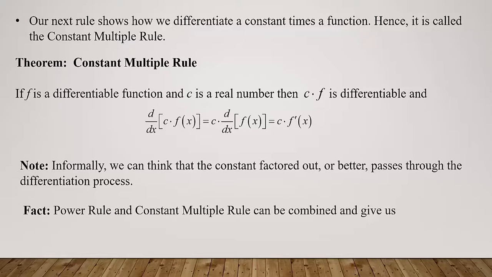And, one quick fact, you could take the power rule and combine it with the constant multiple rule, and it would look something like this. When you differentiate a constant times x to the n, that's a constant times the derivative of x to the n, and the power rule tells us the derivative of x to the n is n x to the n minus 1. So the combination is just simply c times n x to the n minus 1.